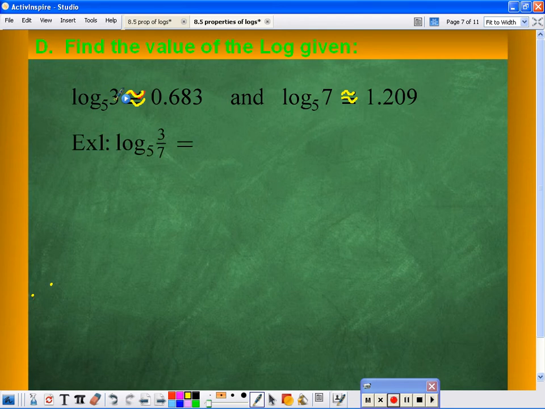Okay, so with that in mind, let's see what we can do with something like log base 5 of 3 divided by 7. All you have to do is, it's division, so use your subtraction rule. So log base 5 of 3 minus log base 5 of 7. Isn't this great? Because I know the value of log base 5 of 3, and I know the value of log base 5 of 7. So just incorporate this: 0.683 minus 1.209, compute that, and your answer is negative 0.526.